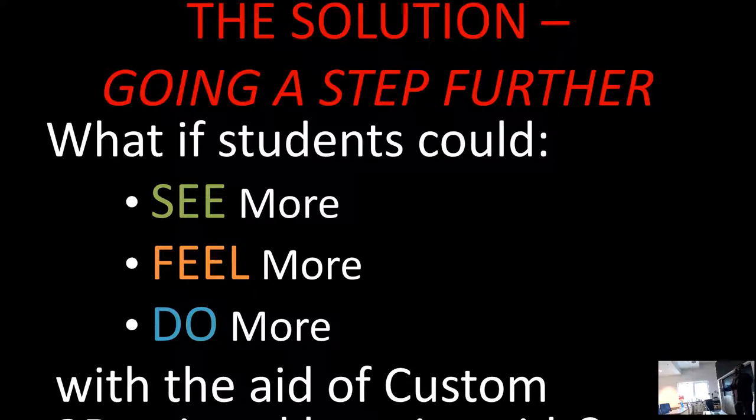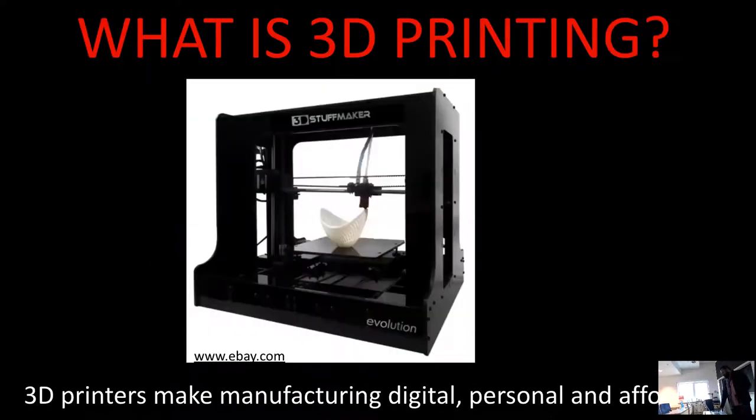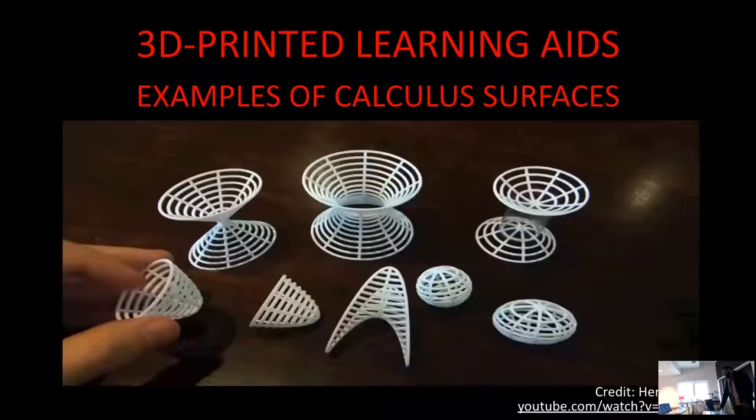So the idea is that in a sort of tutorial system, or what we call problem sessions, the idea is to take some of these, pass them around when students are solving problems, right? So what if students could feel, see, and do more with the aid of these custom 3D printed aids? This is just for calculus, multivariate calculus, right? So 3D printers are very convenient. You can simply print what you want. You can also order these. These things come from a particular company that sells them.